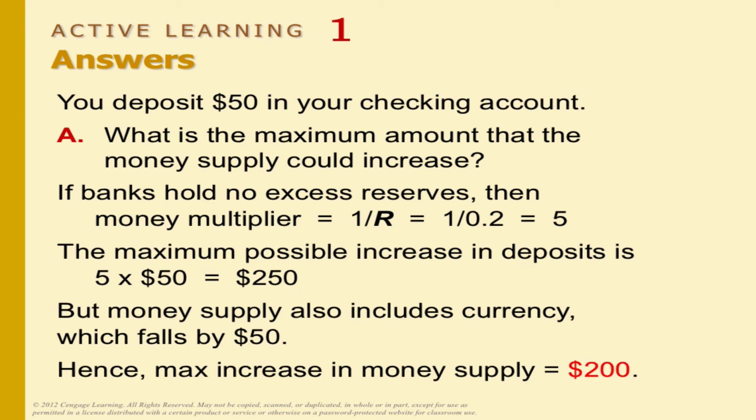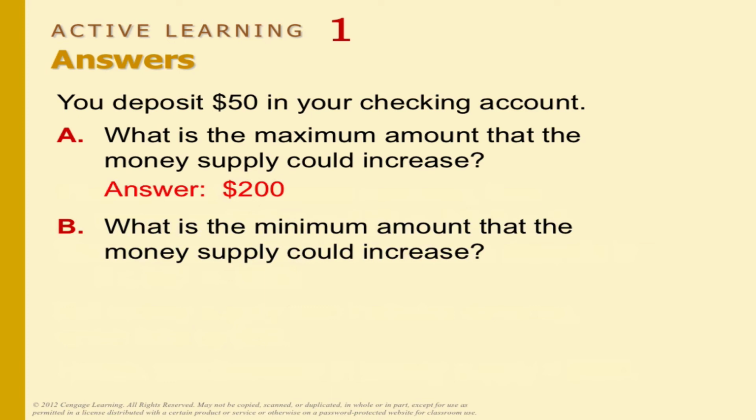Now, what's the minimum amount the money supply can increase? $0. Dayton is so sure it's 0. Anybody want to argue with him? You said that the minimum is 20%, but it doesn't mean that they can't hold 100%. Correct. The bank can choose to not loan any of that out.